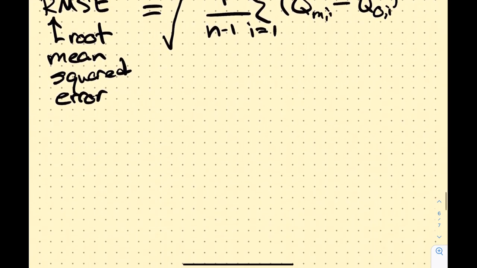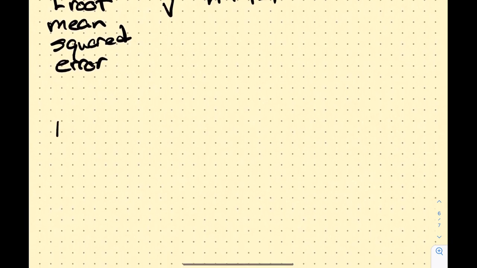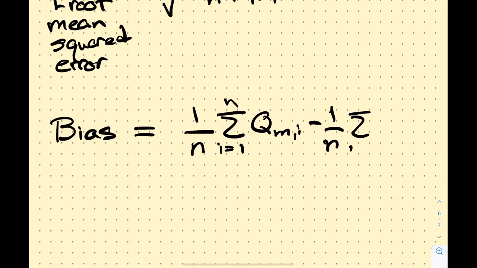Okay. All right. There are some other ways of measuring error that are useful to us. One that we'll talk about is the so-called bias. And this usually just involves the mean of the model output minus the mean of the observations over the same time interval.